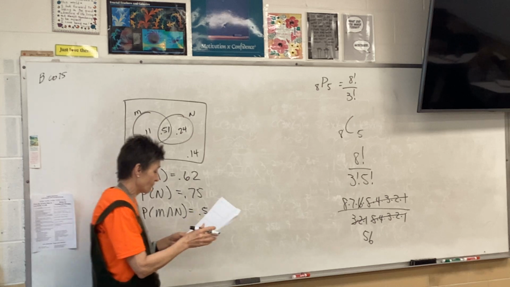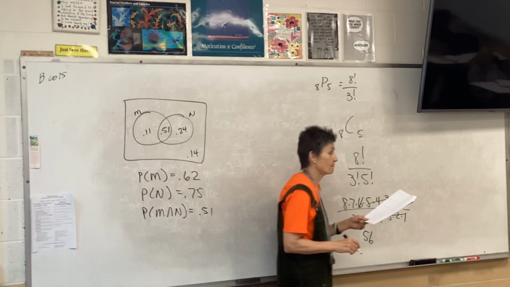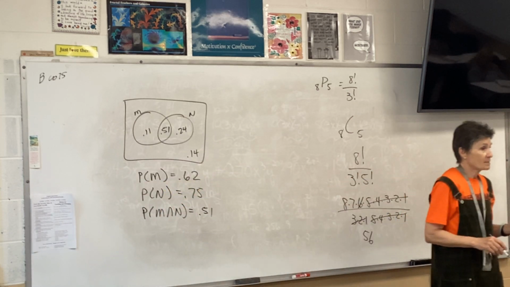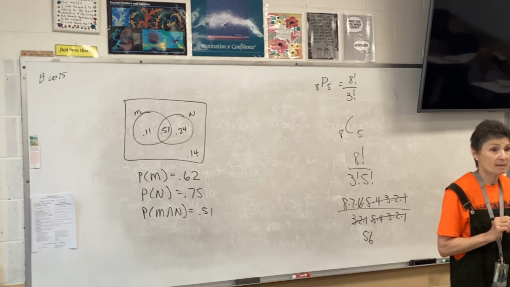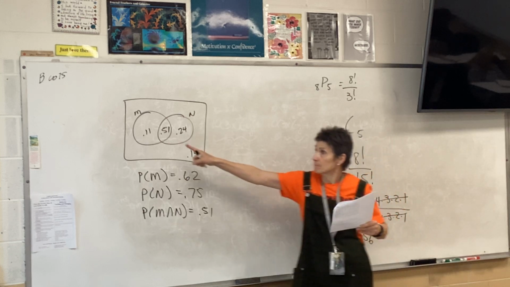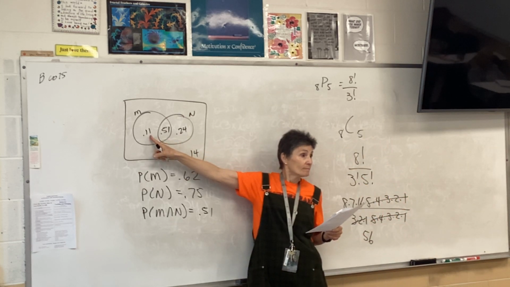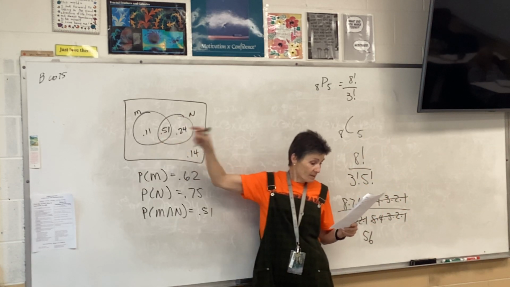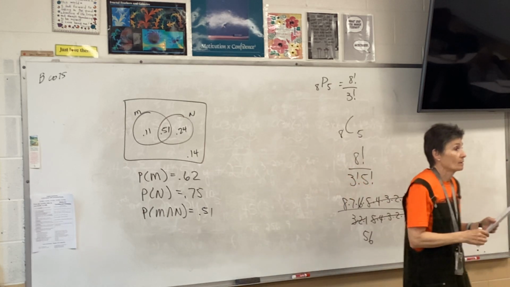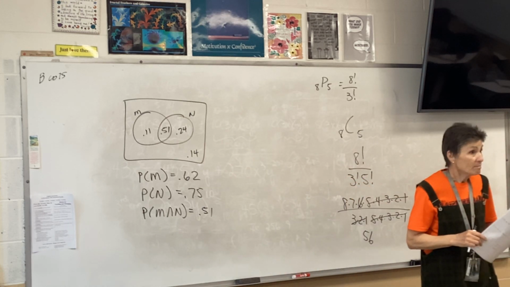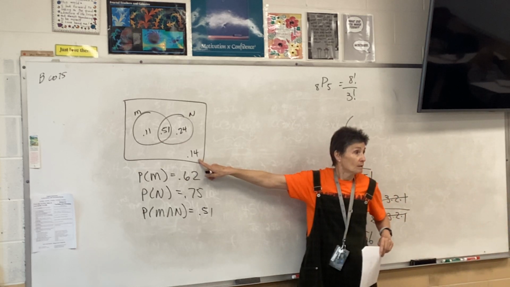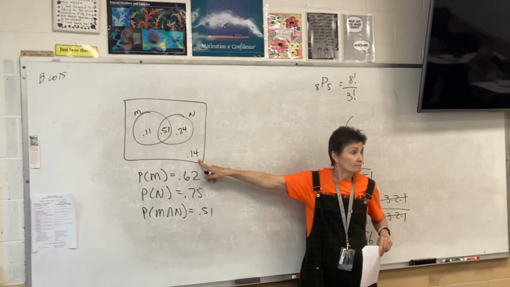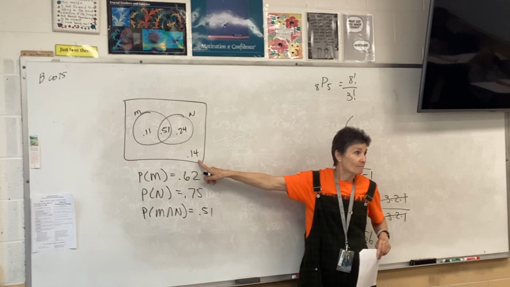Okay, what's the first question? A, what's that asking me? What's the probability of only M? I'm in M, but I'm not in N. So that would be 0.11. And then what's B? Neither one. What's the probability of neither one? And that would be your 0.14. Got it? RJ? Got it?